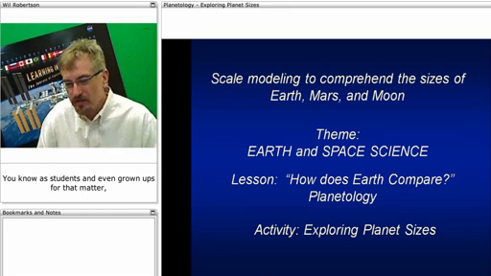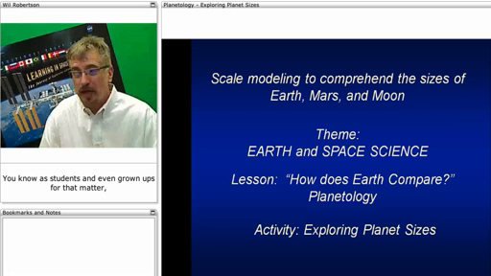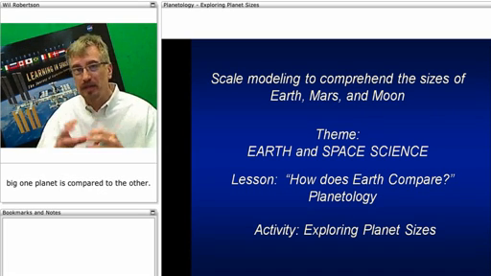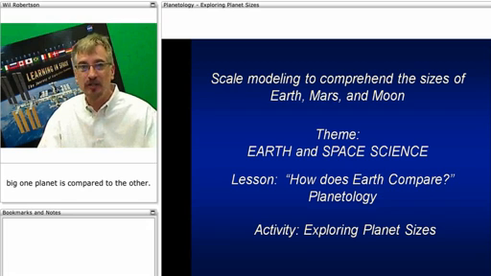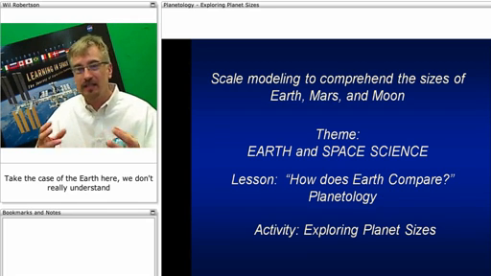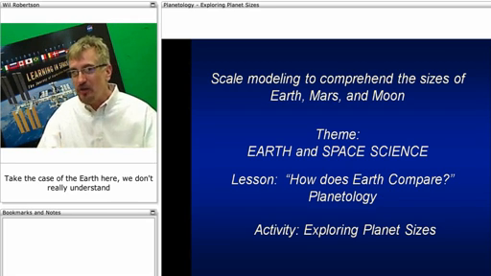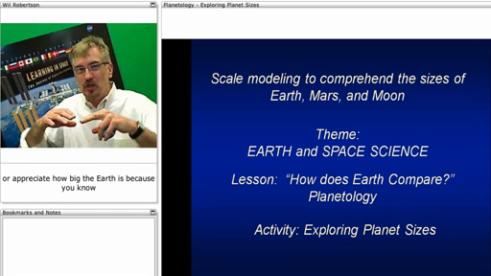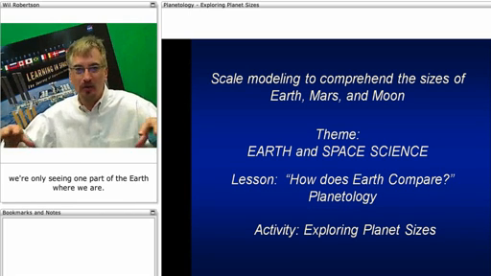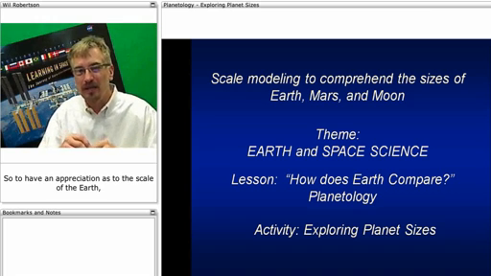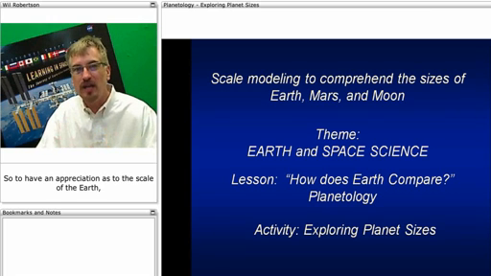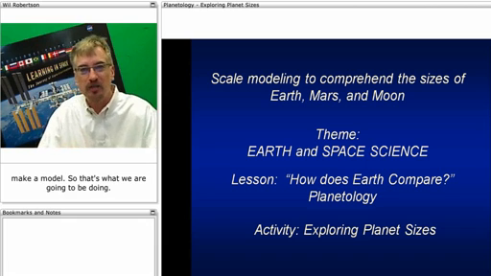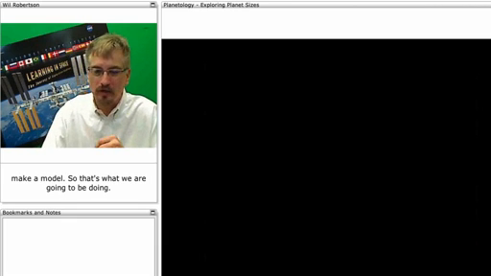As students, and even grown-ups for that matter, many times we have a hard time visualizing exactly how big one planet is compared to the other. Take the case of the Earth here. We really don't understand or appreciate how big the Earth is because we're only seeing one part of the Earth where we are. So to have an appreciation of the scale of the Earth, you have to compare it with something else, and you have to make a model. So that's what we're going to be doing.